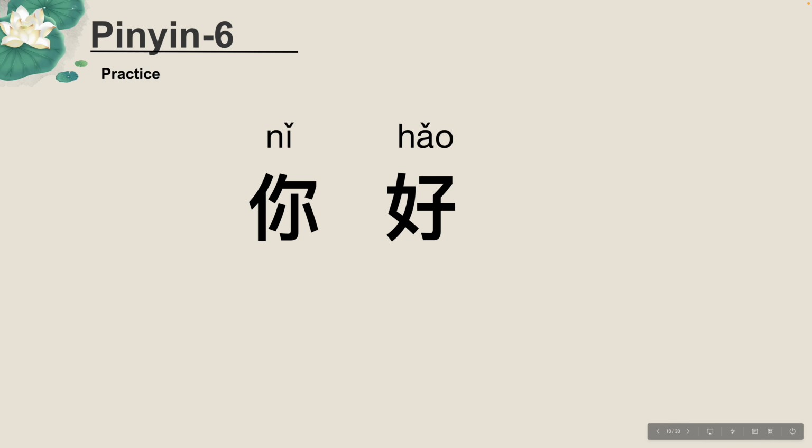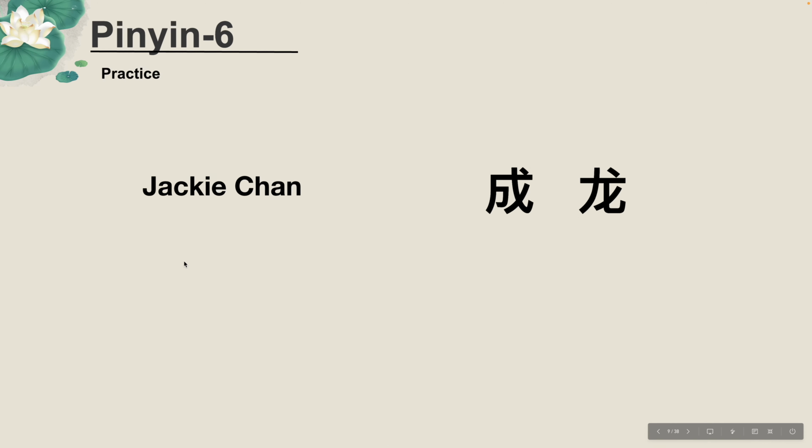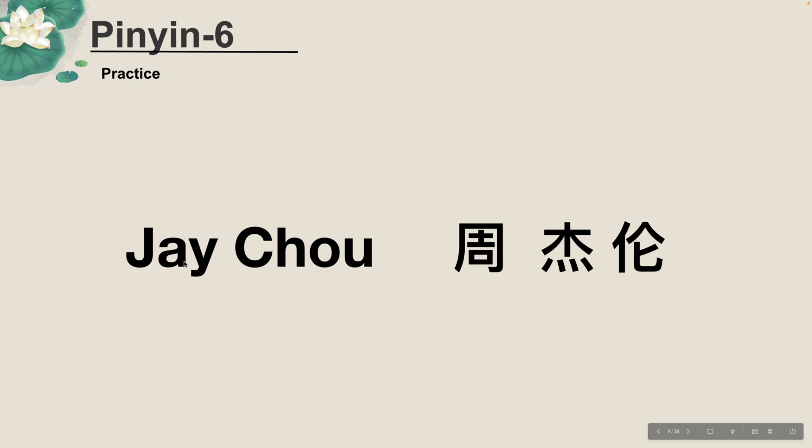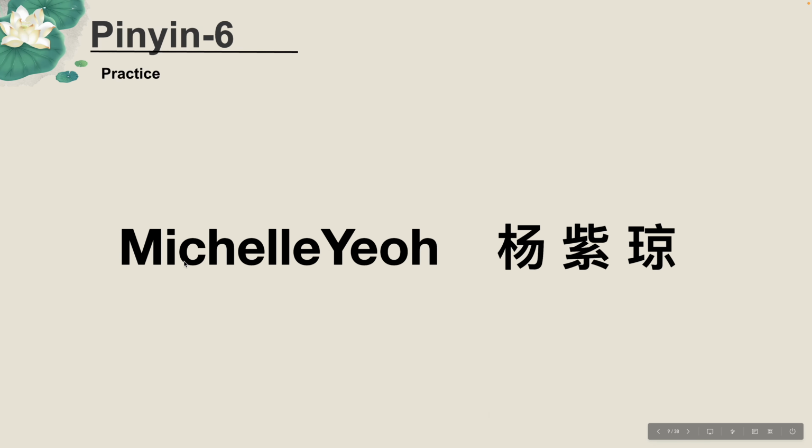Now let's do more practice with a couple of celebrity names. First is Jackie Chan, and his Chinese name is Chen Long. Chen Long. Next we have Jay Chou, Zhou Jielun. Zhou Jielun. And then last we have Michelle Yeoh, Yang Ziqiong. Yang Ziqiong. If you'd like to practice more, there are more examples provided in the book from page 8 to page 11, you can go ahead and use those to practice.